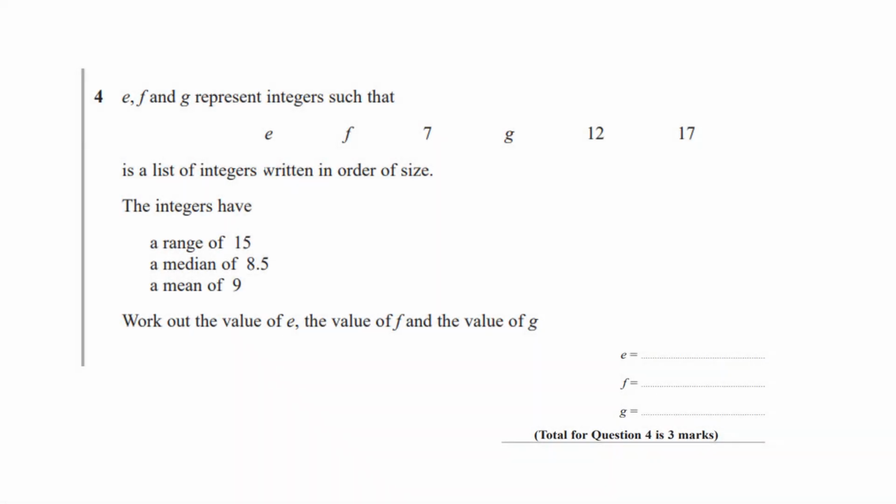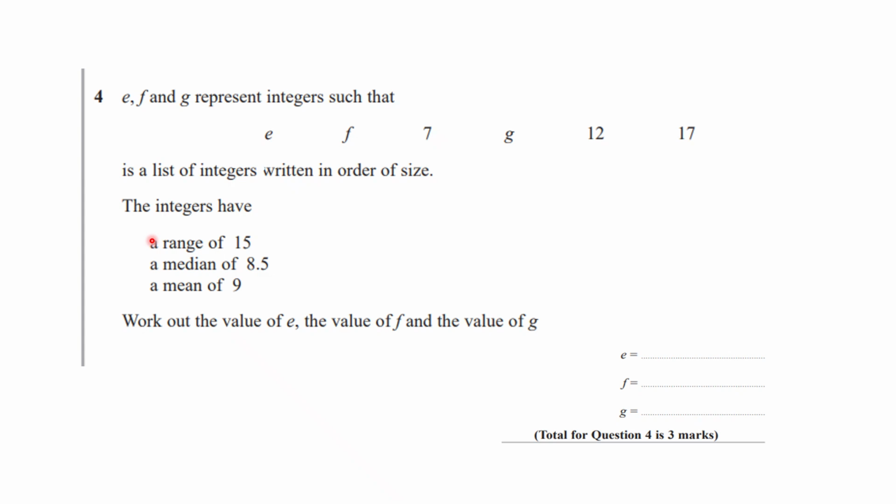Question 4. They gave you this list of numbers: E, F, 7, G, 12, and 17. And the question asks you to find the value of E, F, and G. They gave us some useful information to use. They told us the range is 15, the median is 8.5, the mean is 9. You should use these three to help you. Please pause and try it yourself first.